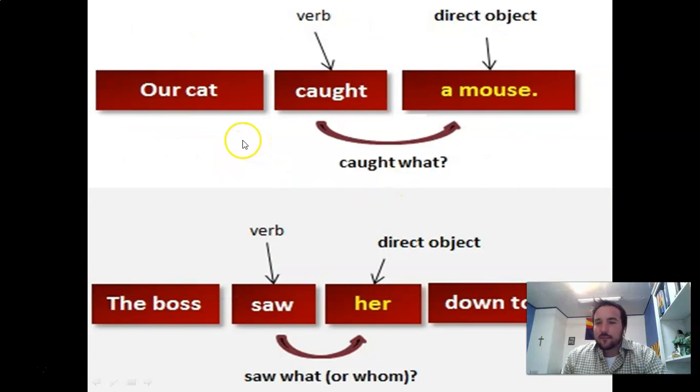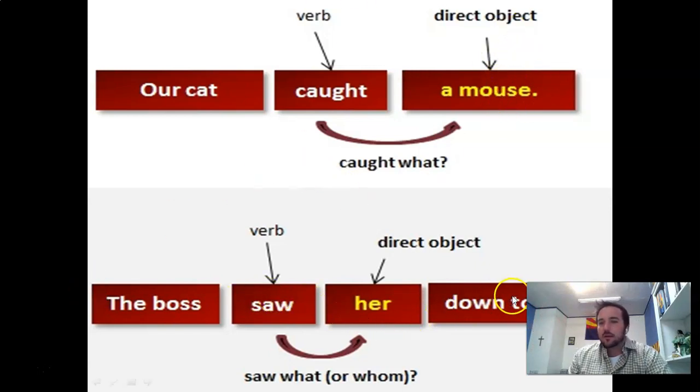Here again, sentences that are a little bit longer, don't get confused, right? Our cat caught a mouse. Who or what did something? Cat. What did the cat do? Caught. That's the verb. Caught what? Mouse. Mouse is the direct object.